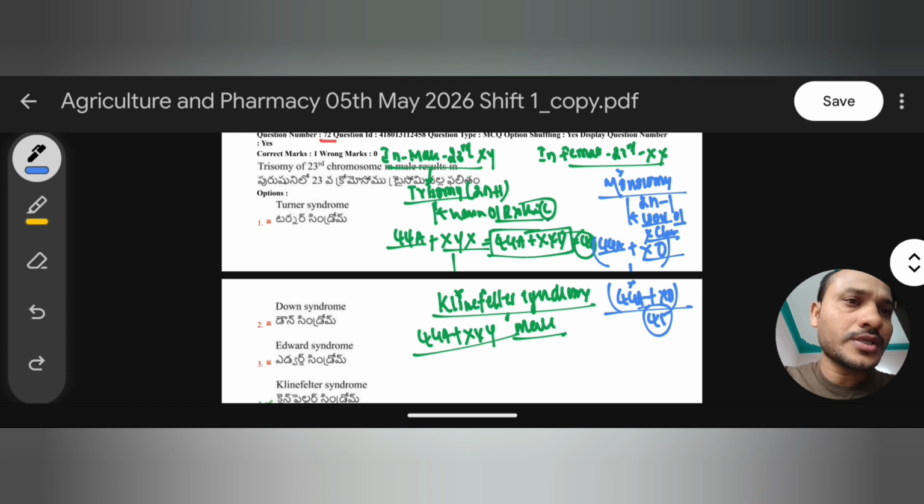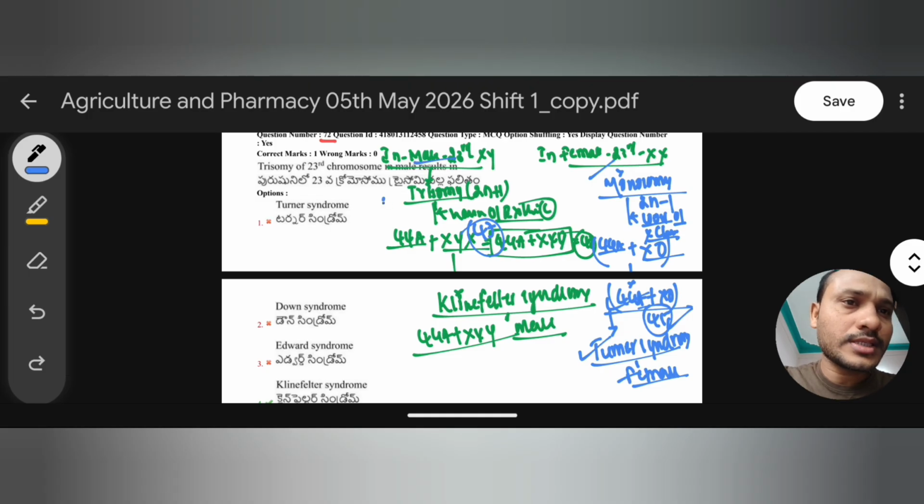So there are only 45 chromosomes present, but in Klinefelter there are 47 chromosomes. This syndrome is called Turner syndrome. Remember, Turner syndrome occurs in females due to deletion of one X chromosome, a monosomy. The karyotype is 44A plus X0, so the total number of chromosomes is 45.